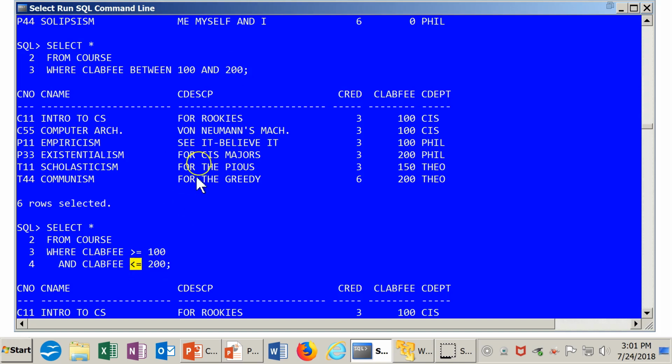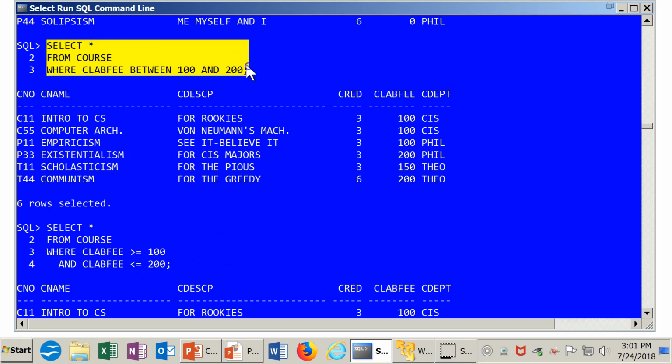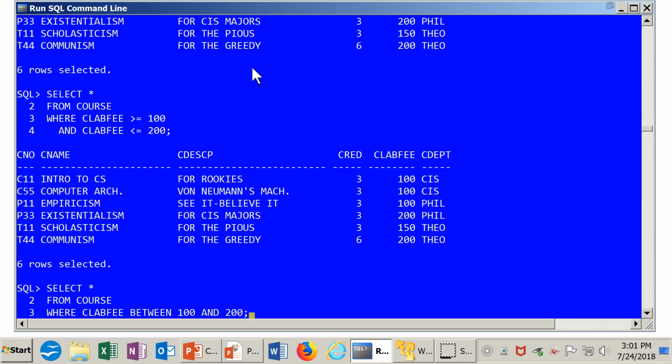So what does that mean? It means that if I made this 200 and I made the second value 100, then the query would become where lab fee greater than or equal to 200 and lab fee less than or equal to 100, which doesn't make any sense. So let's take this and show you what I'm talking about. I'm going to reverse the order here.